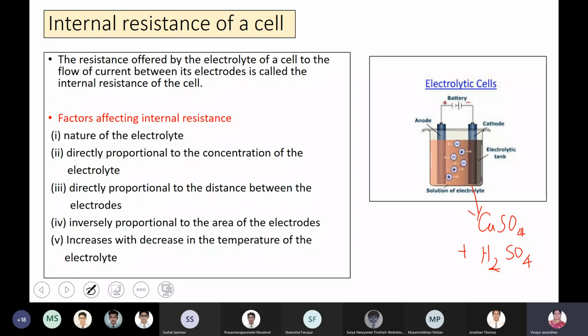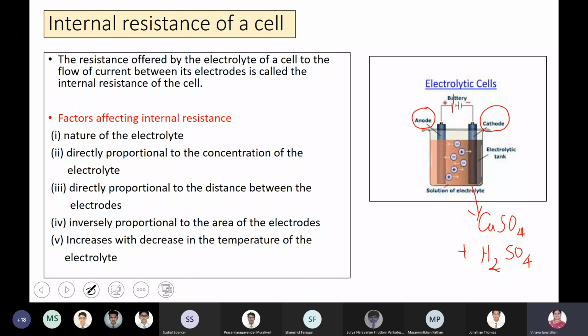Now, look at these two electrodes. One is connected to the positive terminal of the battery. The other one is connected to the negative terminal of the battery. The electrode connected to the positive terminal is called the anode, and the one connected to the negative terminal is called the cathode. Now current starts flowing through the circuit.